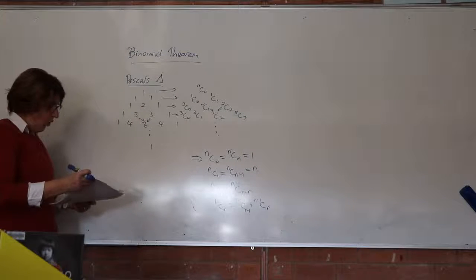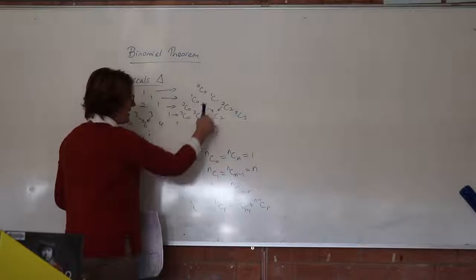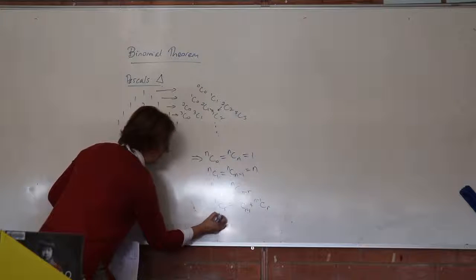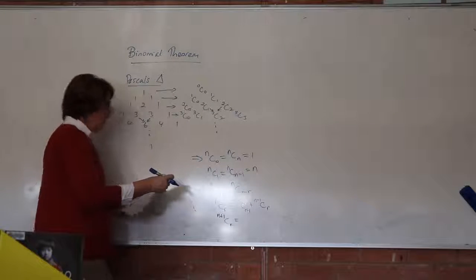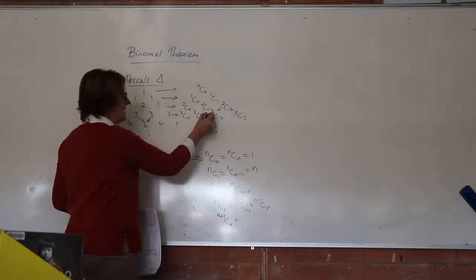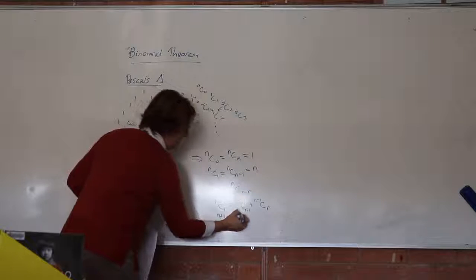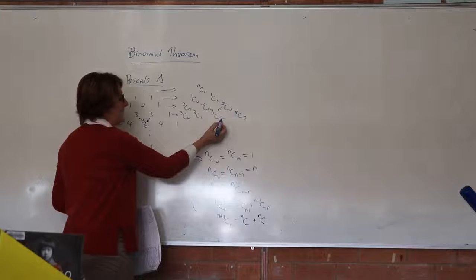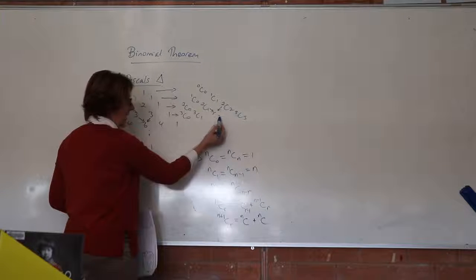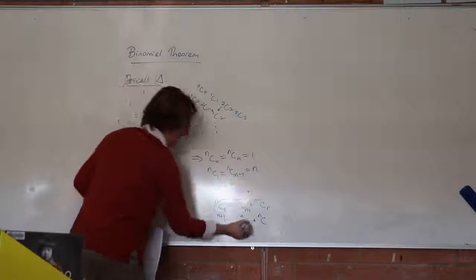Or if I instead treated this as being the higher value, (n plus 1)Cr, then those two are nC something, and if this is r, that is still r minus 1 and r.